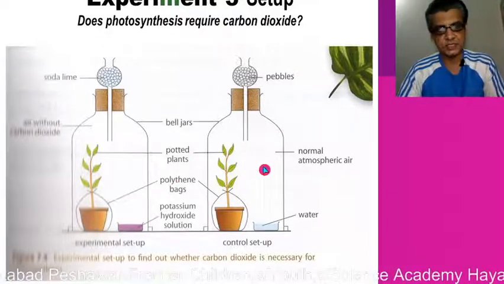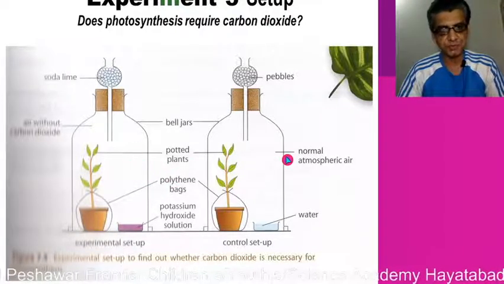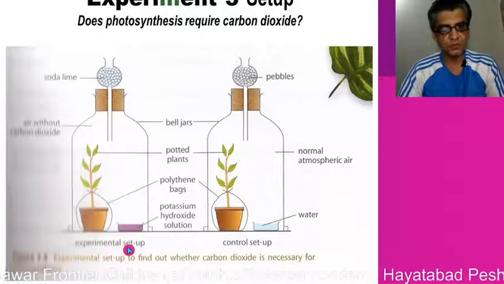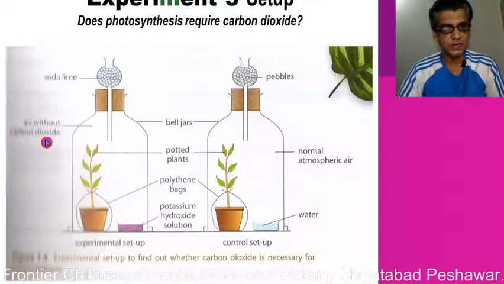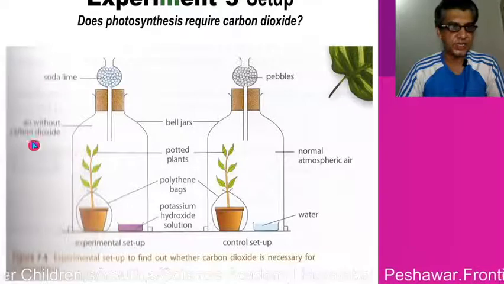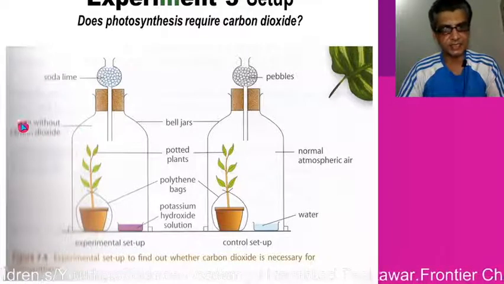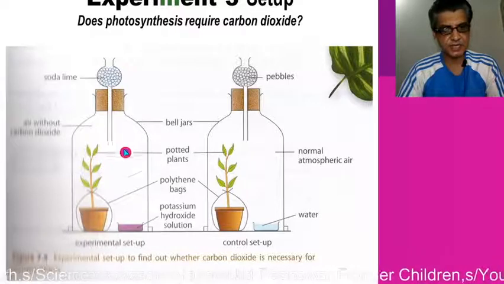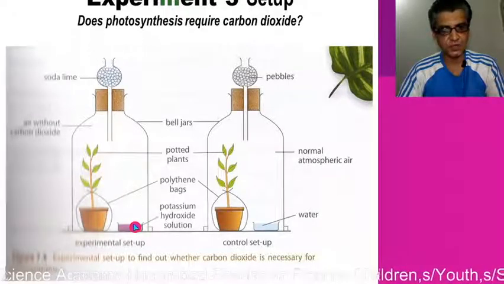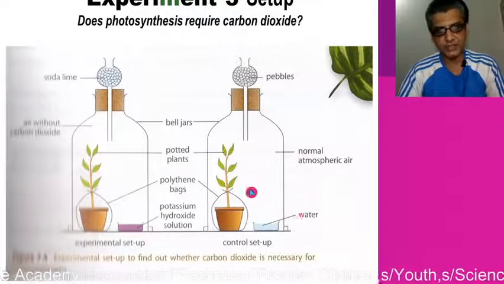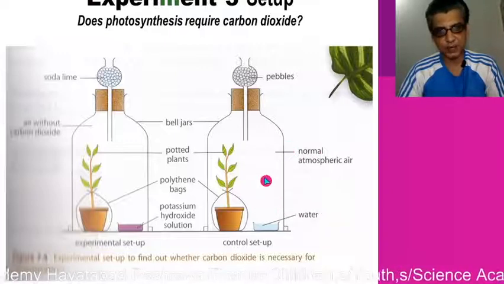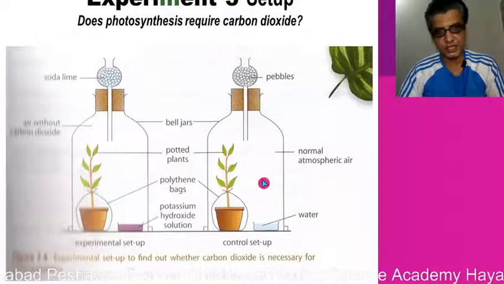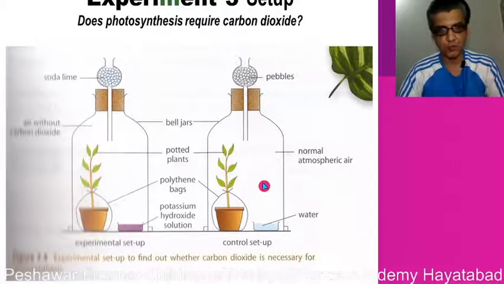So what is the contrast between these two experiments? In the experimental group, there is one variable: the air is without carbon dioxide, because the carbon dioxide in this jar is absorbed by potassium hydroxide, while in this jar carbon dioxide is provided. So there is a contrast group, or you can say this is a control group.